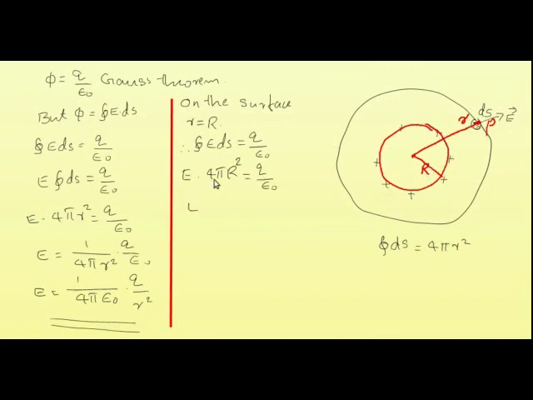Therefore E into 4 pi r square is equal to q by epsilon 0, or E is equal to 1 by 4 pi epsilon 0 into q by r square, where this capital R is the radius of the shell. So the difference between these two equations is only in the radius. So outside the shell it is small r, which is the distance to the point P. On the surface of the shell it is the capital R, which is the radius of the shell itself.